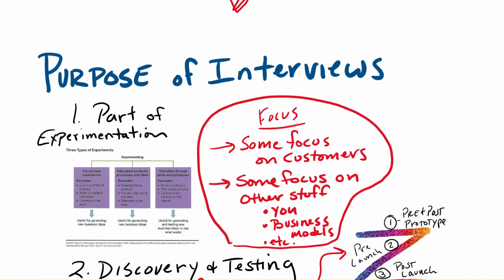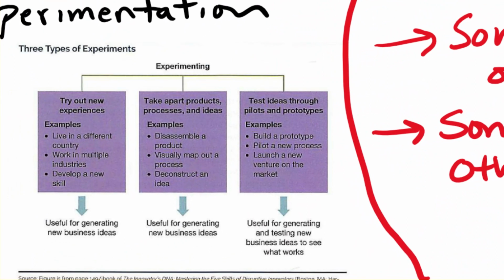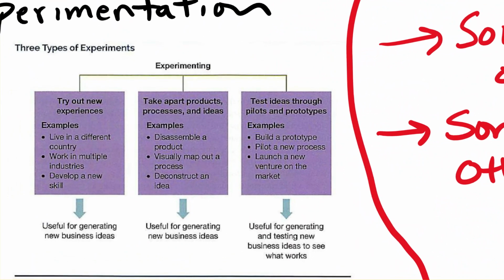So let's talk a little bit more about the purpose of those interviews and why you'd be collecting that data. First of all, let's look at experiments. Really what we're doing is we're experimenting, and it's a particular type of experiment. There's multiple kinds. One, you can just do to try out some new experiences. You're trying to say, hey, what might be out there for me? What sort of opportunity is there? This is active exploration, useful for generating new business ideas. Go out and explore. Super good idea. It also helps you do a lot of self-discovery.